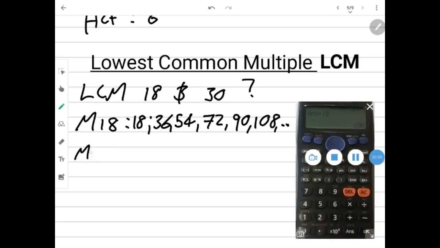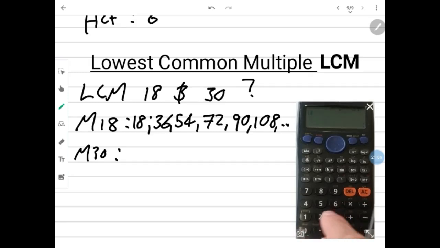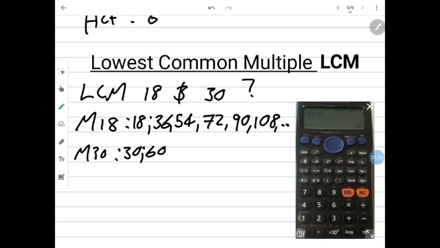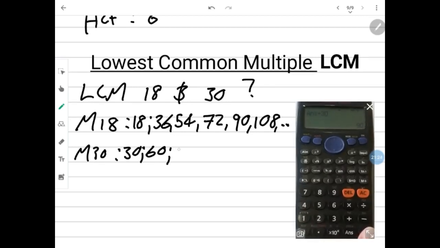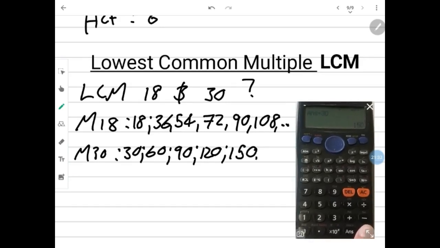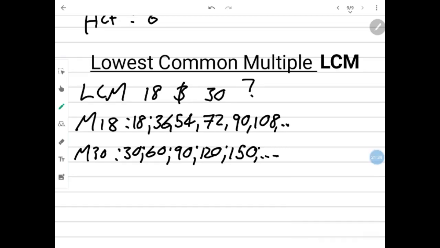The same way with the multiples of 30. Right, I know adding 30 to 30 every time is not that complicated, but to use the calculator, we still say 30 plus 30 is 60. So we start with 30, then we have 60. Right, and now we say again plus 30 equals, and now we can just press equals every time. 90, 120, 150, etc.